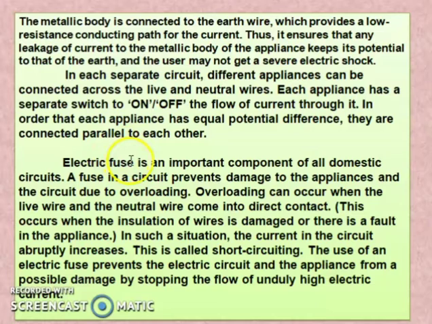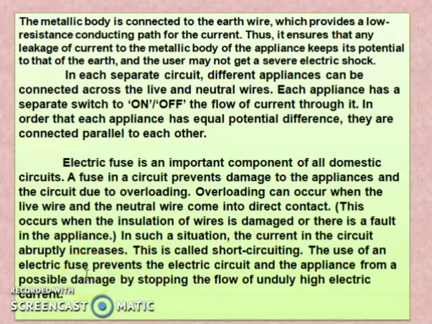Now, the electric fuse. An electric fuse is an important component of all domestic circuits. A fuse in a circuit prevents damage to the appliance and the circuit due to overloading. Overloading can occur when the live wire and neutral wire come into direct contact. This occurs when the insulation of the wire is damaged or there is a fault in the appliance. In such situations, the current in the coil abruptly increases. This is a short circuit.